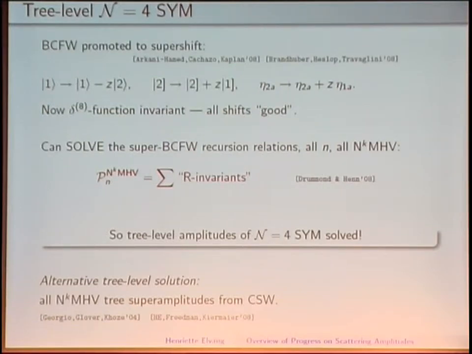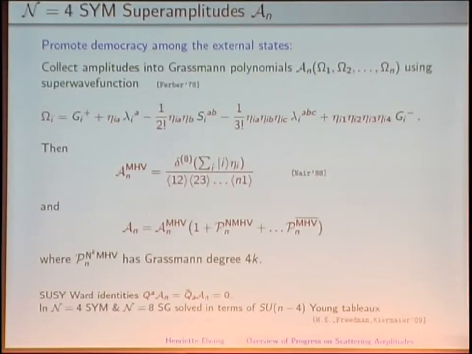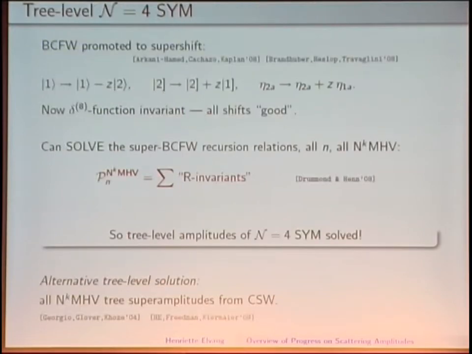Moreover, not only are these recursion relations valid for all tree-level amplitudes in N=4 super Yang-Mills, you can actually also solve them, which was done by Drummond and Henn just a couple of years ago. And you find closed form expressions for all N^kMHV tree-level amplitudes in the theory. They're expressed here schematically as sums over R invariants, and you have to multiply that by this NMHV factor. So each of these functions here is a sum over something called R invariants, and I'll mention very shortly what invariants refers to. So tree level is solved in N=4 super Yang-Mills.